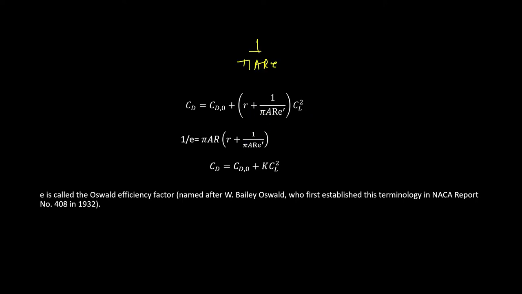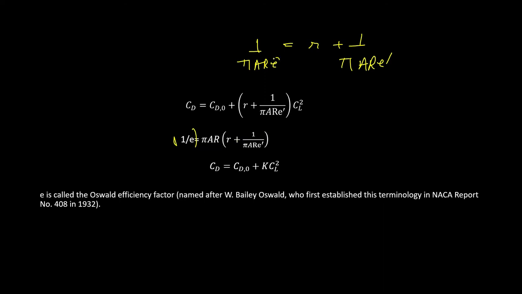Now we have chosen a value of e such that 1 upon pi AR e is equal to r plus 1 upon pi AR e dash, or I can write it as 1 upon e is equal to pi AR (r plus 1 upon pi AR e dash).